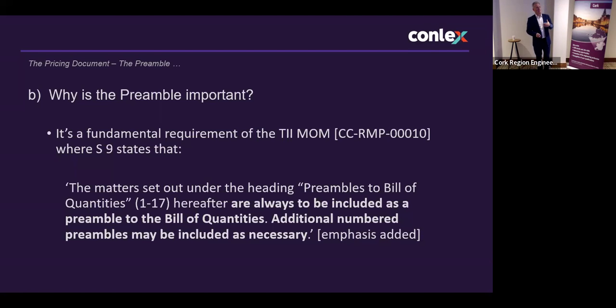It's a fundamental requirement of the TII method of measurement, and that's a particular recommendation under the CCRMP. You can search that up under section 9. The matter set out under the heading Preamble to the Bill of Quantities, items 1 to 17 hereafter, are always to be included as a preamble to the Bill of Quantities of the pricing document. Additional numbered preamble may be included as necessary, and I'll get onto the last bit here in a second. But every pricing document should have a preamble. It doesn't often happen, and if it does happen, the preamble doesn't include correct information.